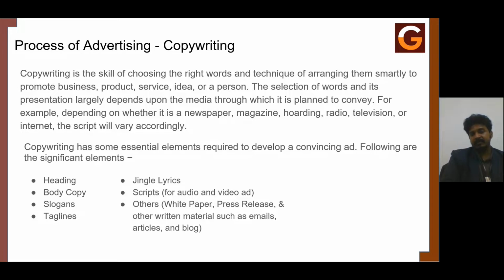Copywriting has some essential elements required to develop a convincing ad. Some of them are: you need a heading first of all, of what you're trying to say. It should be very brief, 3 or 4 or 5 words which convey the whole thing. Then body copy, where you're writing down what goes into the body and what you're trying to sell. Slogans we all know, different kinds of slogans used to keep a sense of brand retention in people's minds of what the product is and what you are selling. Slogans make sure that people don't forget. Taglines also similarly, people remember a lot of advertisements for the taglines that are made.